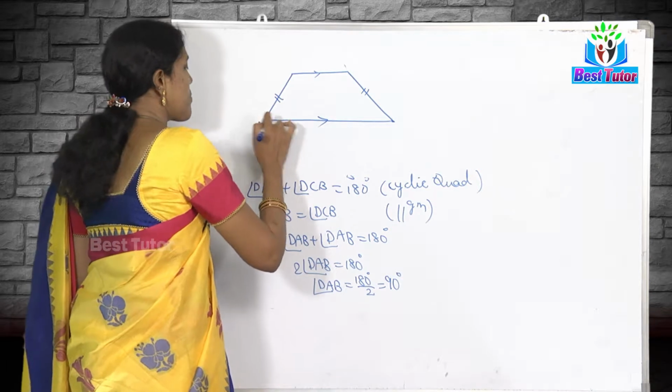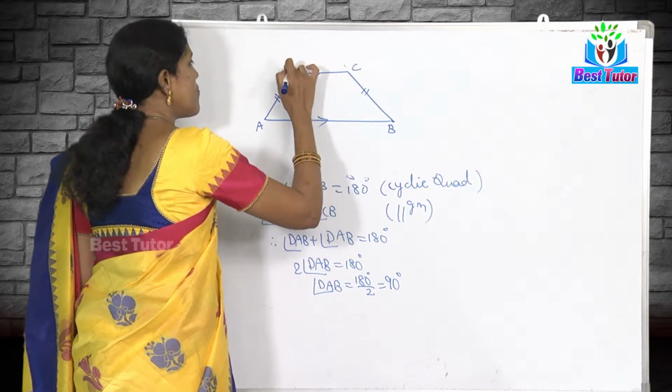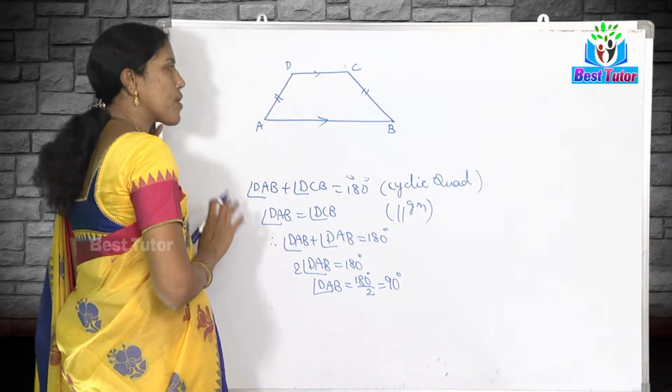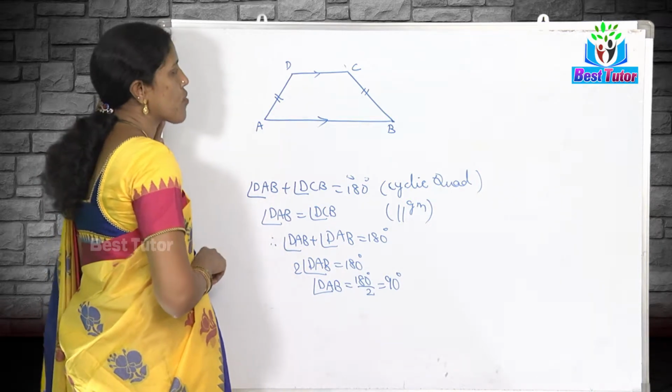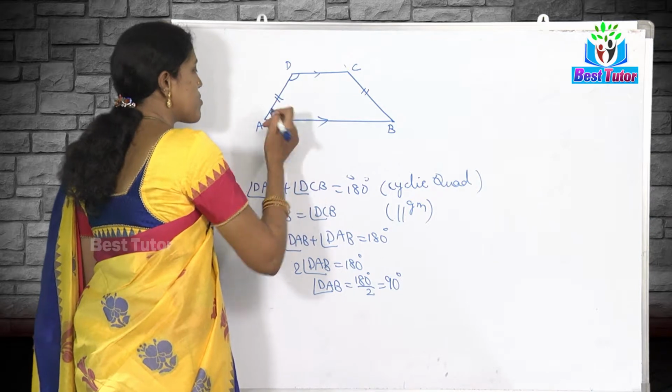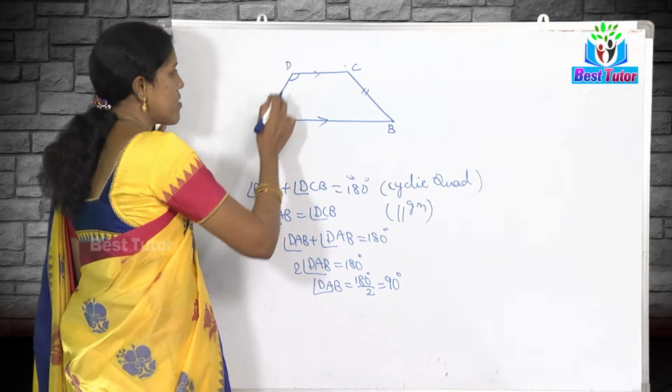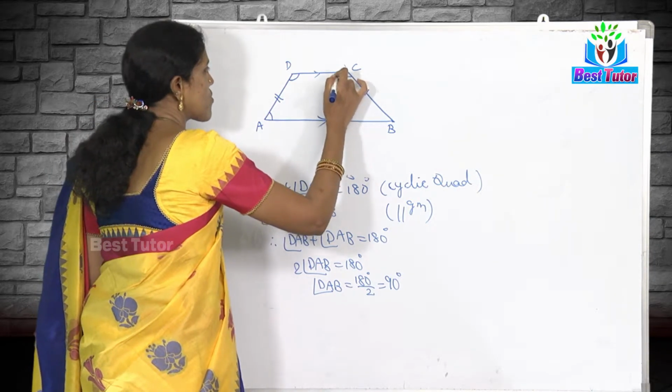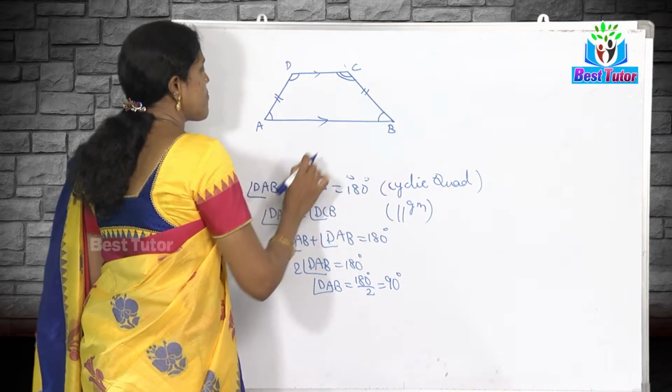Right, ABCD: these two are equal. Because it is a trapezium, one pair of opposite sides is parallel. These two are parallel. Hence, these two angles are going to be supplementary, and these two are also going to be supplementary.